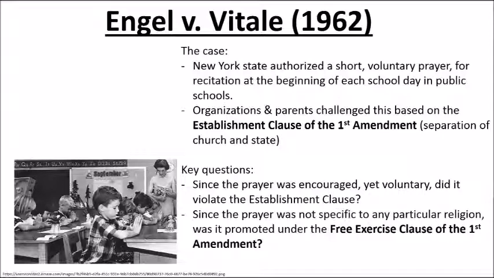So there were certain organizations, as well as groups of parents, including Engel, who was one of the parents, who challenged this based on the Establishment Clause of the First Amendment. And the First Amendment says that the national government does not have the right to establish any specific religion that we have to follow. In other words, there is a separation between church and state. So, according to the First Amendment, government and religion are not supposed to go together. There has to be a separation there.